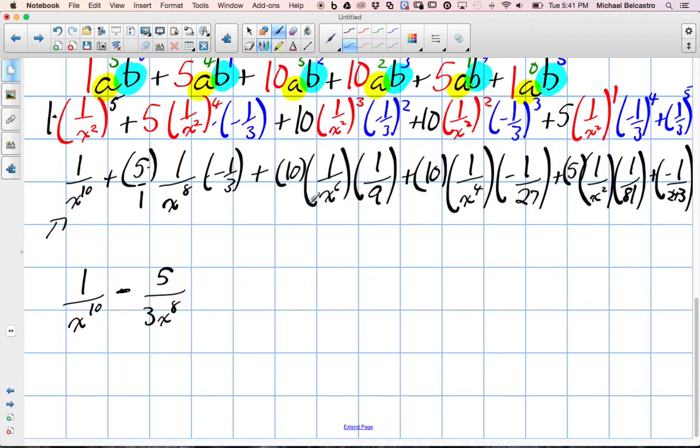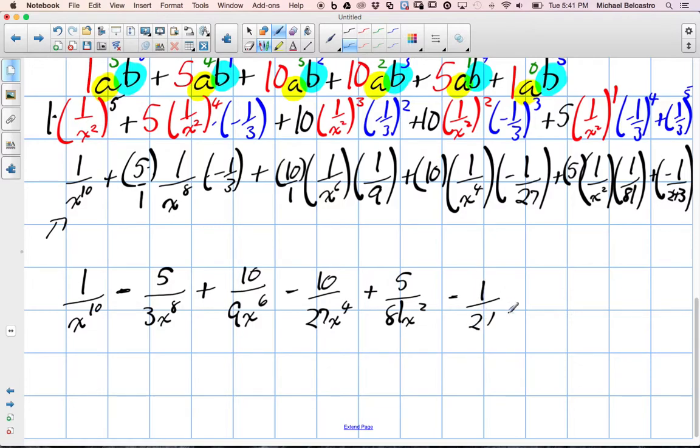These are all positive, so I know I'm going to put a plus. I'm going to turn this into a fraction, so I just put it over 1. 10 times 1 times 1 is just 10 on top. And then 9x to the 6. That's it. 9x to the 6. Very good. Okay, next one. Positive or negative? Negative. Good. Negative 10 over 27x to the 4. There we go. Okay, next one. 5 plus 5. Yeah. 81x squared. There you go. And then negative 1 over 243. Yeah, that's it. It's already done. And there you go. It's a really ugly binomial, like we said, but it's done.